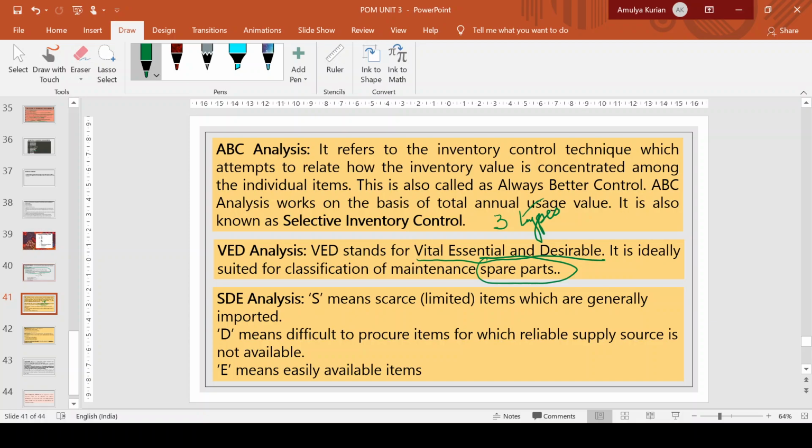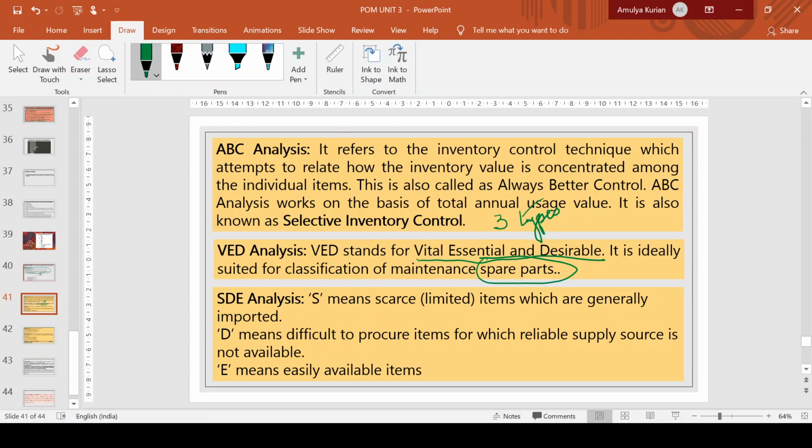In vital, without that the production won't work. Essential is important, but if it is not available, the shortage will cause a disruption for a short period of time. And the last one is desirable. Shortages cause only a minor disruption for a short duration in the production schedule, and again the cost involved with it is very bare minimum.